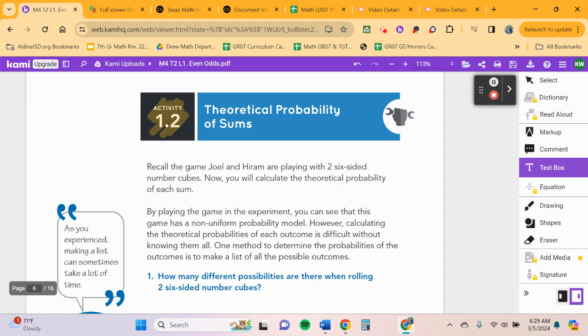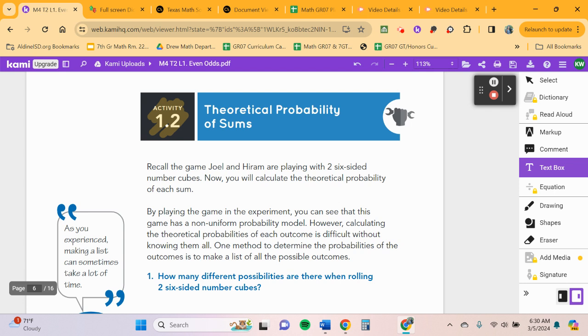Welcome back. We are still in evens and odds. This is activity 1.2, and we are continuing to talk about Joel and Haram and their two six-sided number cubes. It says, recall the game that Joel and Haram are playing with two six-sided number cubes. Now you will calculate the theoretical probability of each sum.